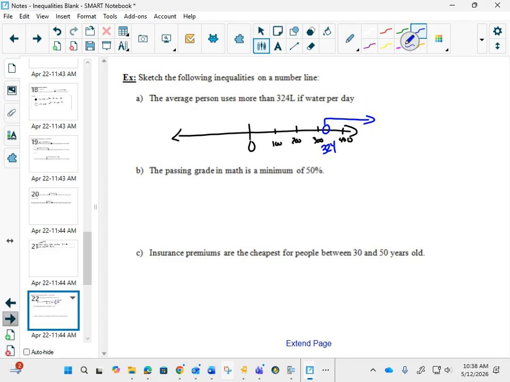Passing grade in math is a minimum of 50%. Isn't it in both classes? It's all classes, but we're just using math. Draw your number line. I'm going to put 0 here, I'm going to put 100 here. Would you agree that 50 would be right in the middle? Yeah. Do I fill it in? If you have a 50, do you pass? Yeah. A minimum of 50 does include 50.